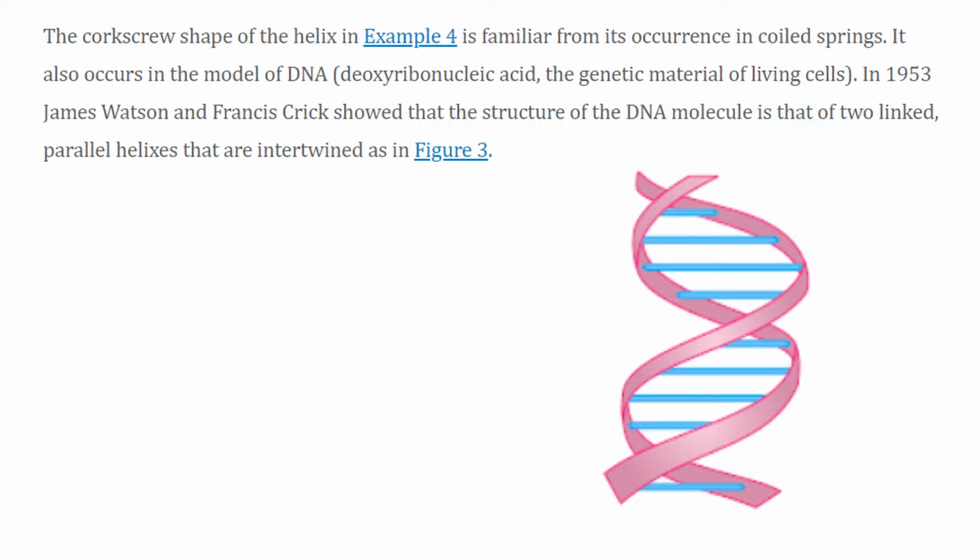The corkscrew shape of the helix is familiar from its occurrence in coiled springs. It also occurs in the model of DNA, which was discovered, at least the shape was discovered, in 1953 when Watson and Crick showed that the structure of the DNA molecule is that of two linked parallel helixes that are intertwined as shown in this picture.